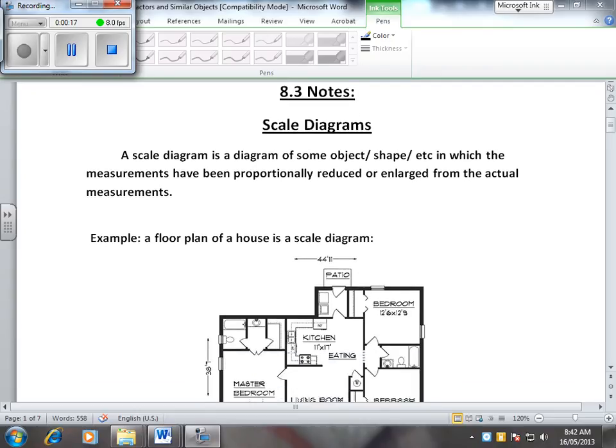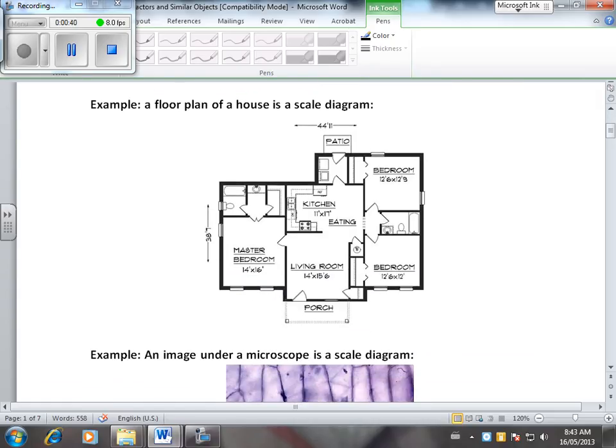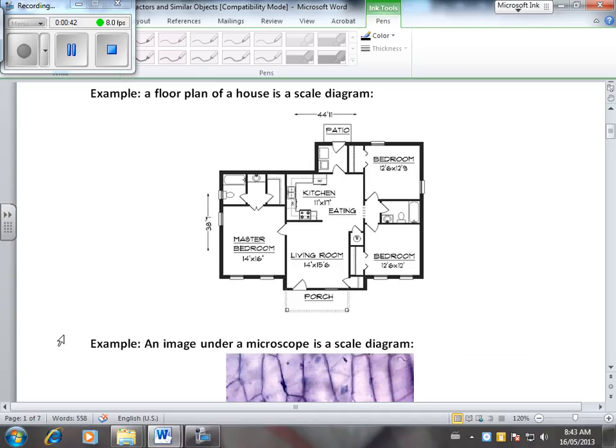So when we work with scale diagrams, basically we're talking about a diagram of an object or a shape or something in which the measurements have been reduced or enlarged. And this is always done proportionally to the actual measurement. So it's not just done as an approximation. This is done by measuring and then scaling, what we call scaling it down. So an example of this would be the floor plan of a house. So we see these in all the new developments they're building, and they show us what the floor plan will look like in a new house.